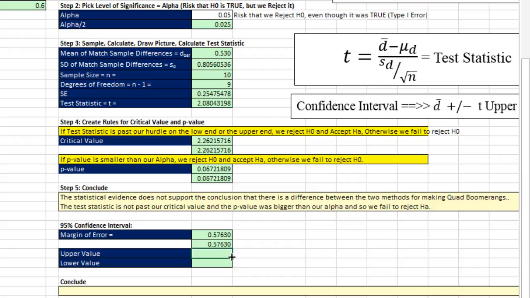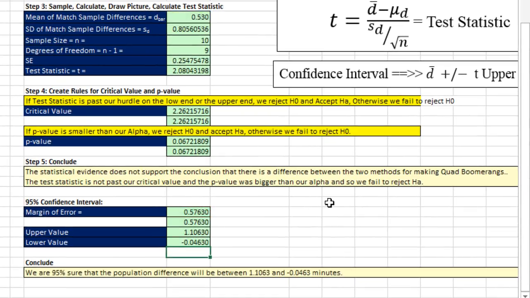Now we can simply, for the upper, say equals our mean of the matched sample differences plus our margin of error. Enter. There's the upper end. Equals mean of matched sample difference minus our margin of error. And so there is our range. We are 95% sure that the population difference will be between 1.1 minute and minus 0.0463 minutes.